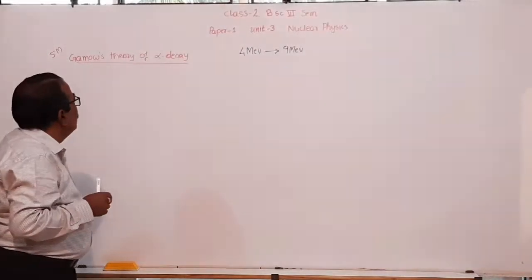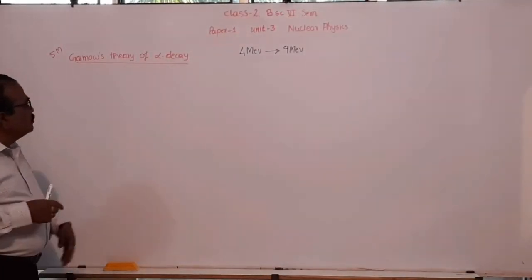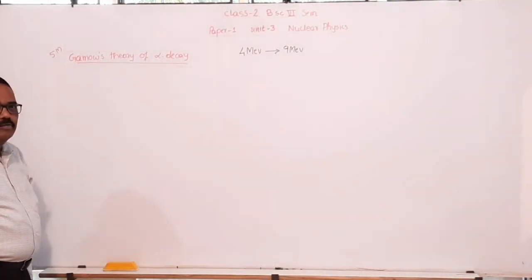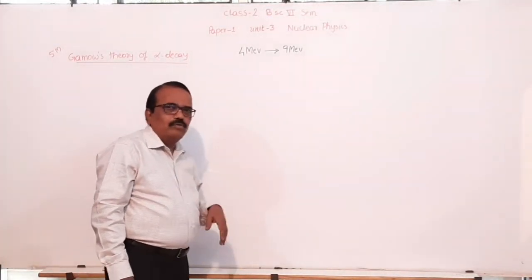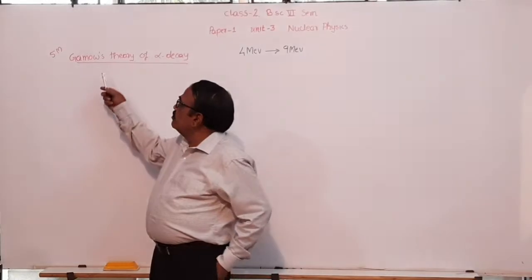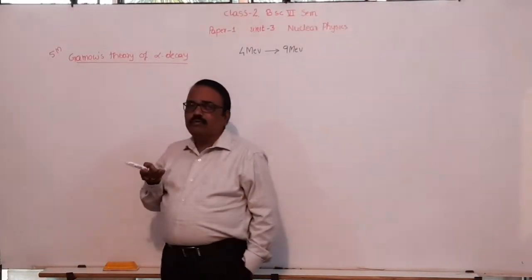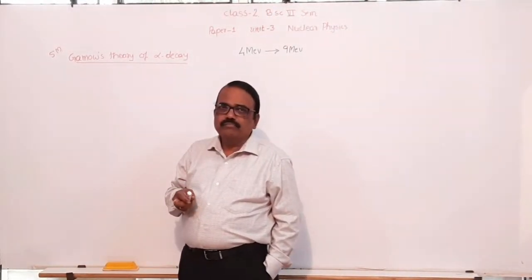Now, today we have to study Gamow's theory of alpha decay. So they will ask this as a 5-mark question. Then what is this Gamow's theory of alpha decay?